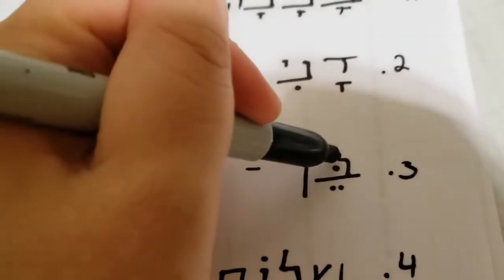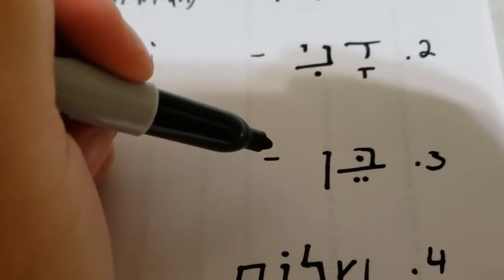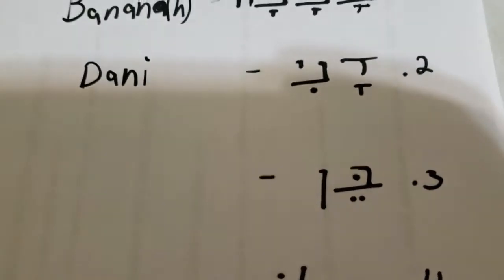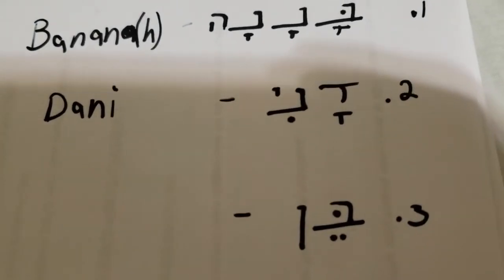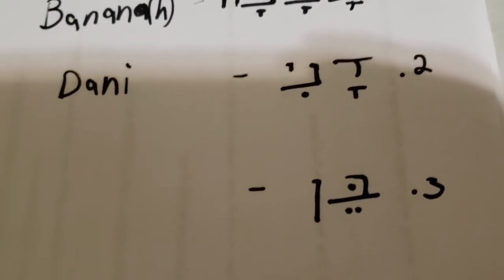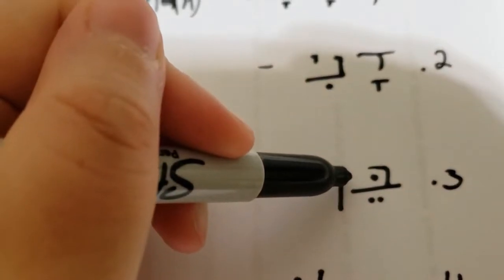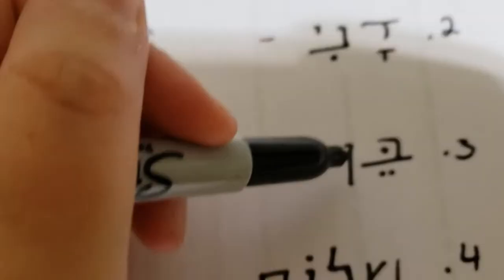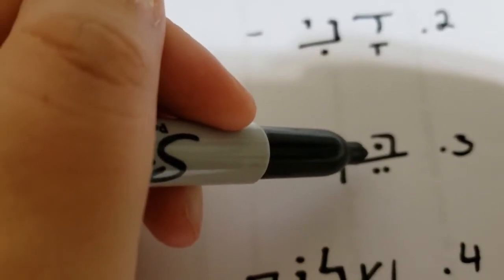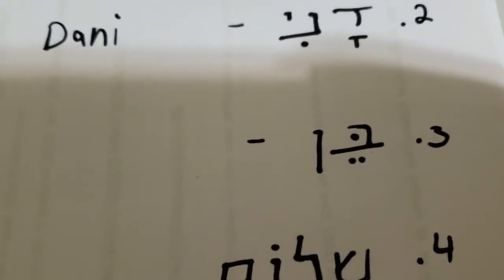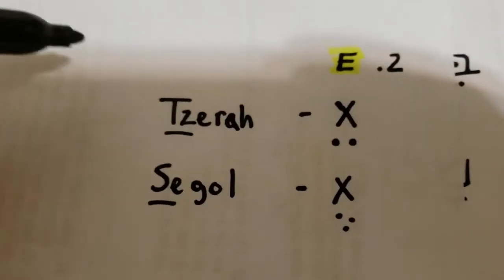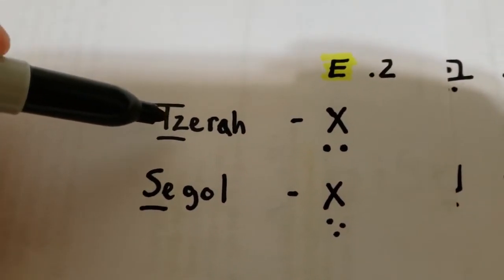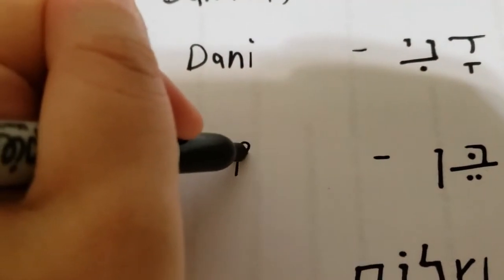Okay, moving forward. If you can, pause the video and try to exercise yourself and see if you could get it. And then press play and then see if you got it right. Okay, so the next letter is, let's see here, bet. Bet is B. Okay, and then we have two dots under. Who could remember what's two dots under? Tzeire. Tzeire is E. So we have B and then E.